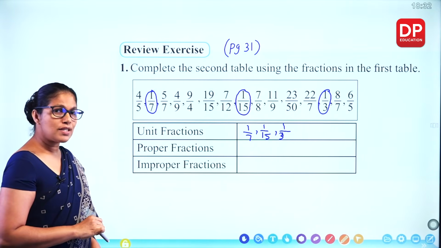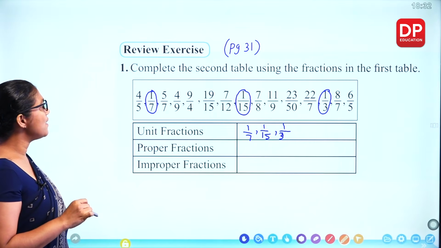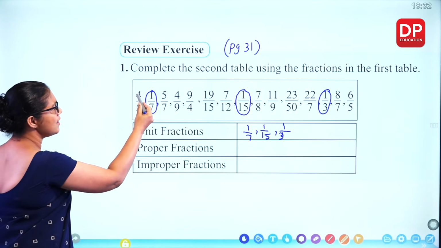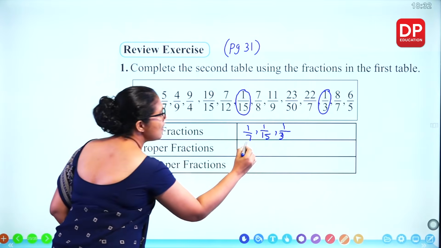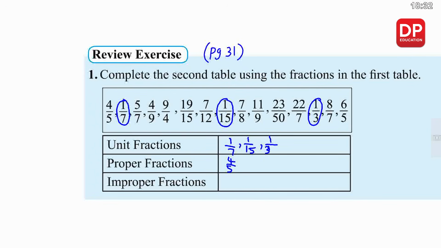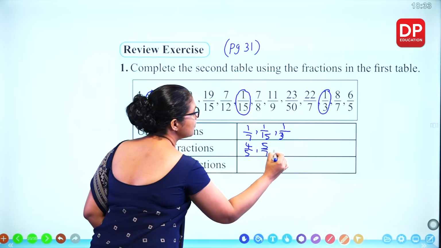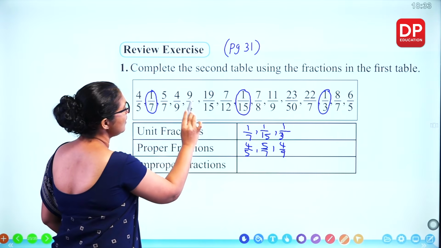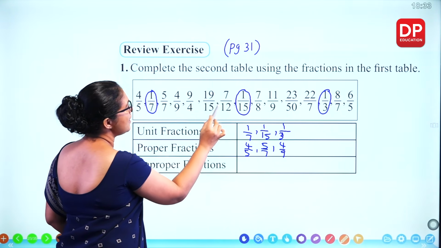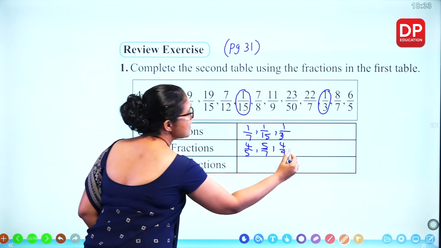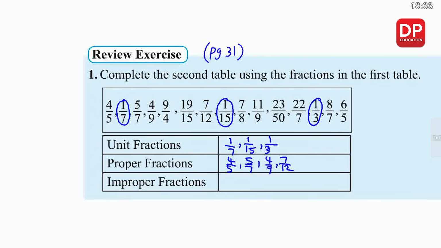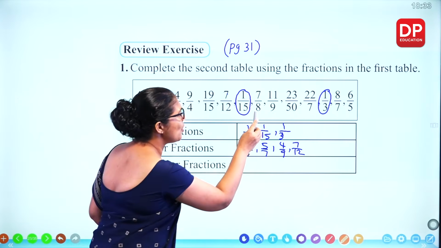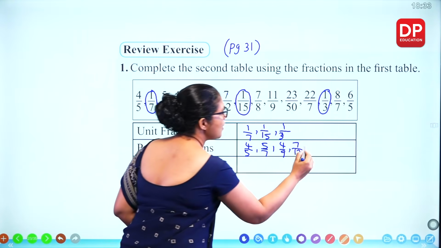What are proper fractions? The numerator is smaller than the denominator. So in this case, we can say 4 over 5 is a proper fraction. 5 over 7, a proper fraction. 4 over 9, another proper fraction. Here, these two are bigger than that. Now here, I can see 7 over 12 also a proper fraction. What about this one? 7 over 8, numerator is smaller.